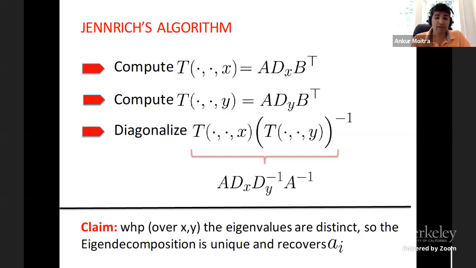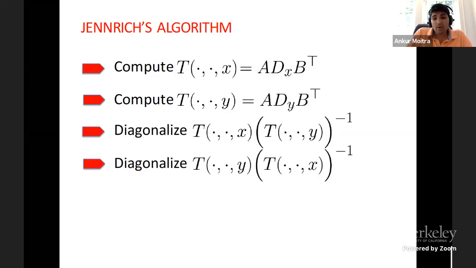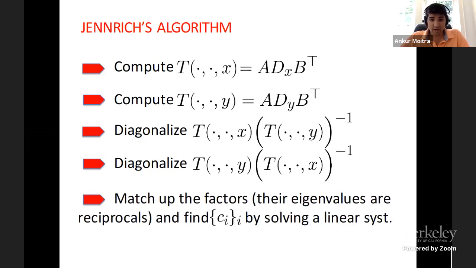So that's only part of the factors, because I still need to find the columns of B, and I still need to find the columns of C. So what do I do after that? Well, I can diagonalize a matrix that's the other way around. I take T of Y times the inverse of T of X, and that's going to have another nice expression in which the thing which diagonalizes it is B.